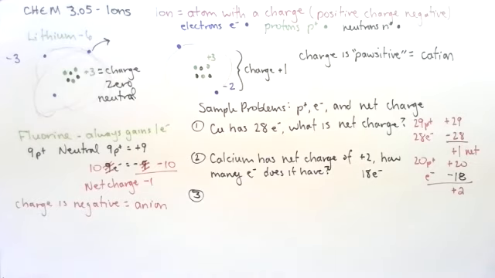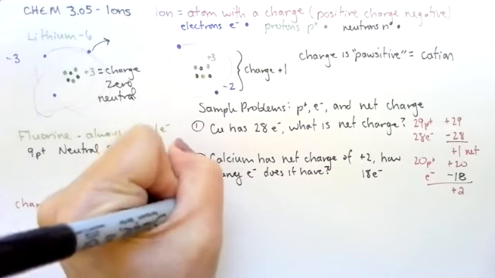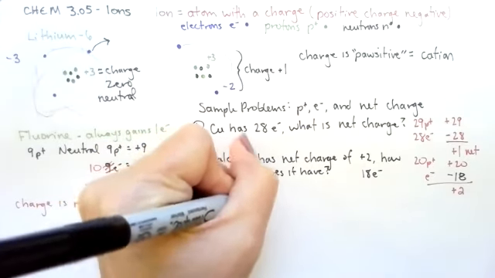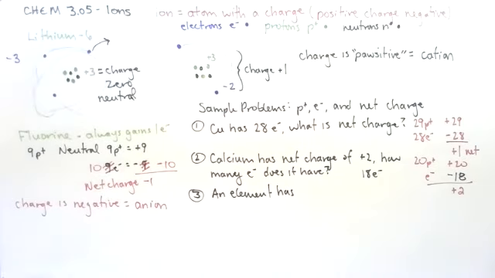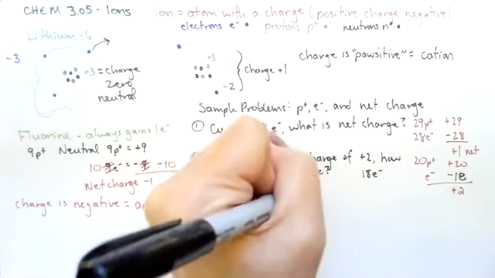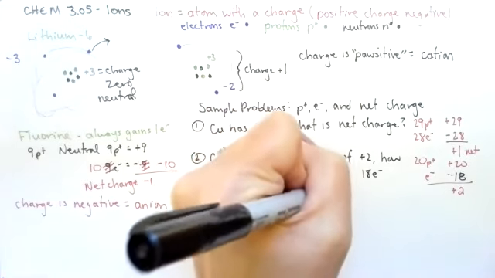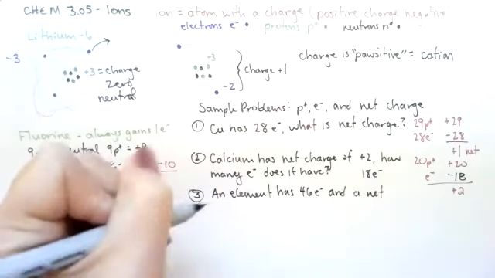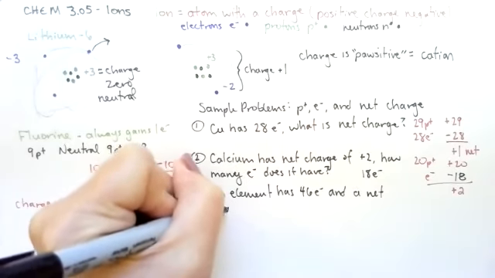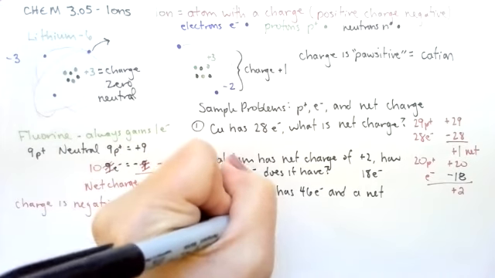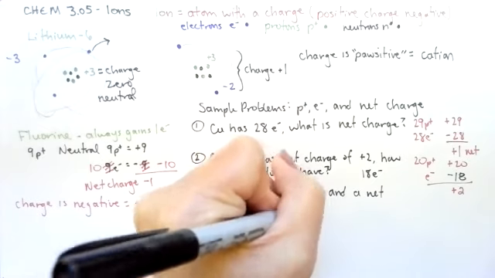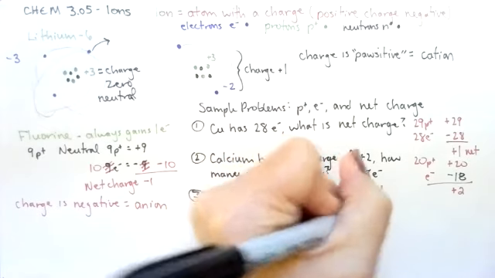Let's talk about iron. No, let's see. Let me do this. An element has 46 electrons and a net charge of plus 1. What element is this?